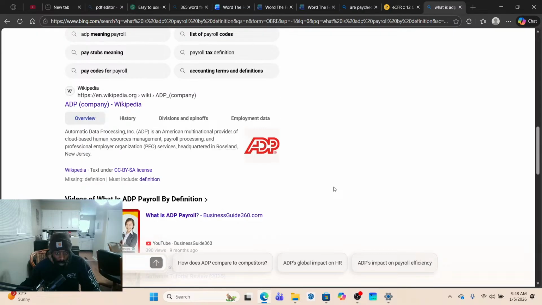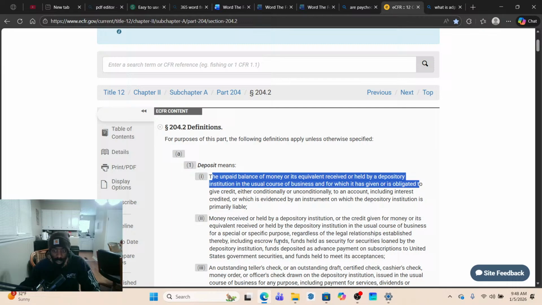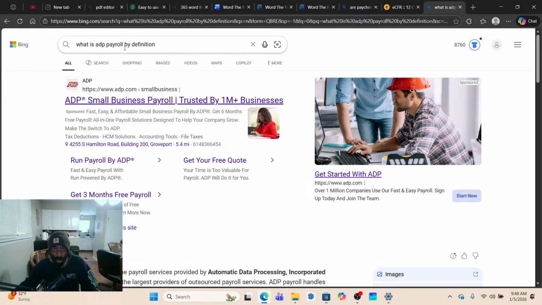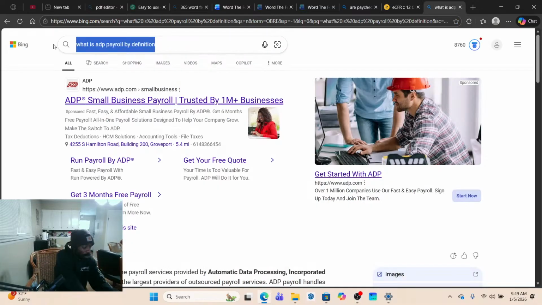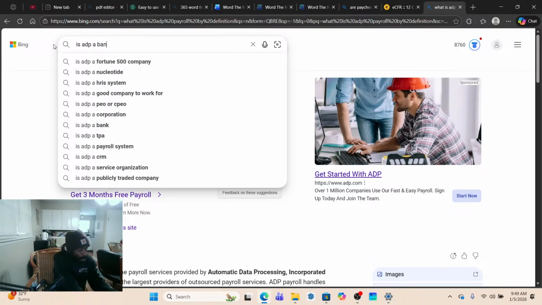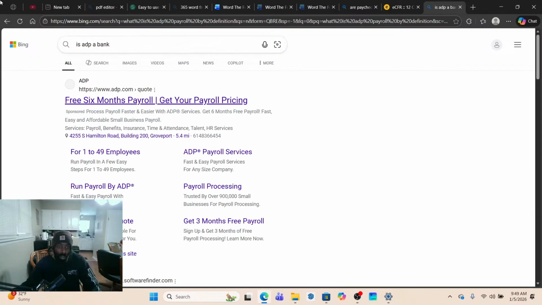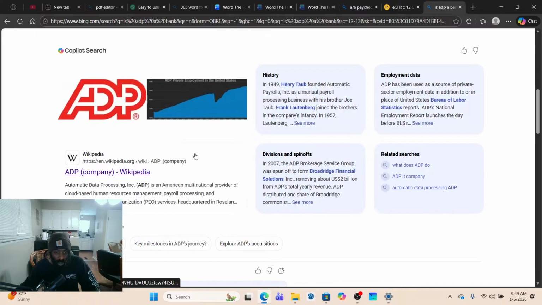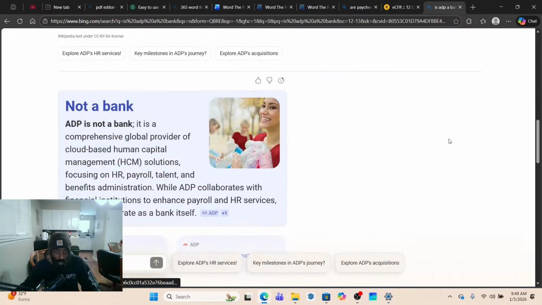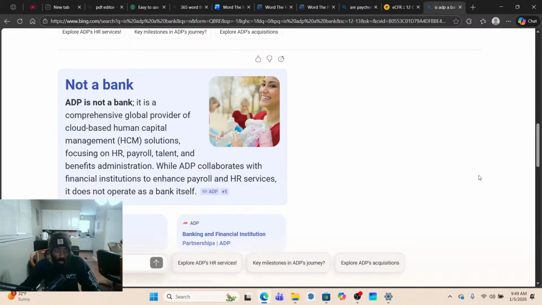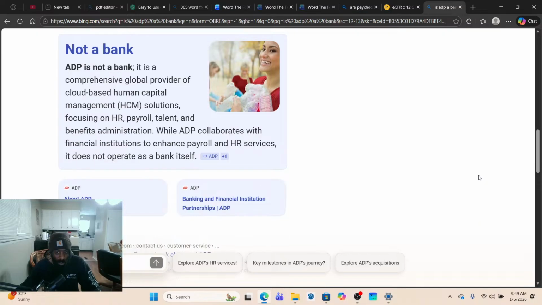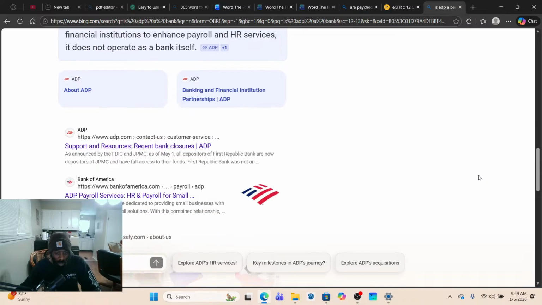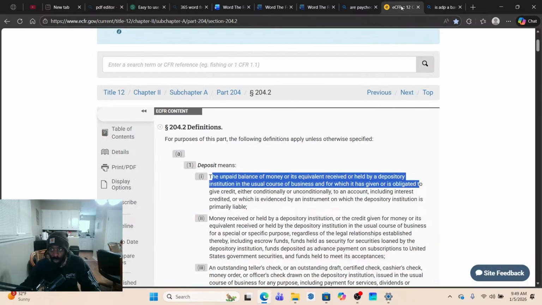So why that's important is because there's still, let's see, is ADP a bank? It is a comprehensive global provider of human capital resources. Let's see here. They claim they don't operate as a bank, so they're the facility, or the passer of the money.